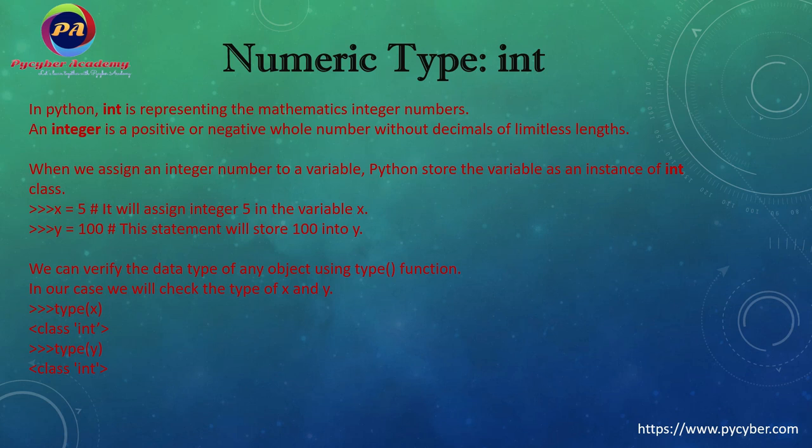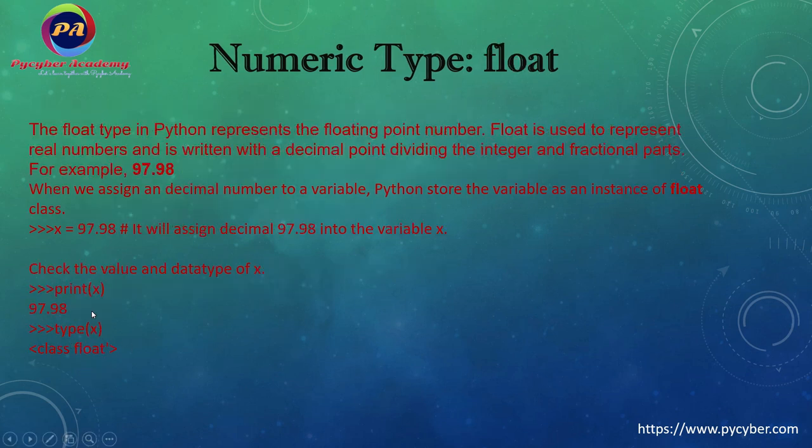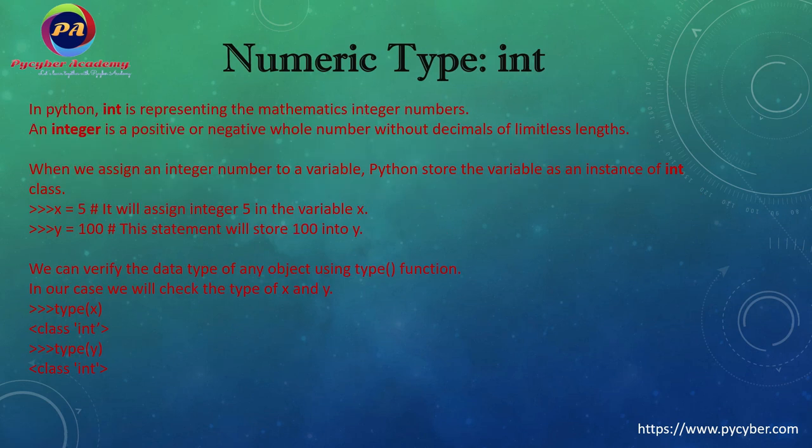We can verify the data type of any object in Python by using a function called type. Here we have already defined x and another variable y. If I want to check which data type x represents, whether an integer, a floating, or a complex data type, I just call the type function and pass x to it, and it shows the class name that this variable belongs to. Similarly, when we check the type of y, we get class int.